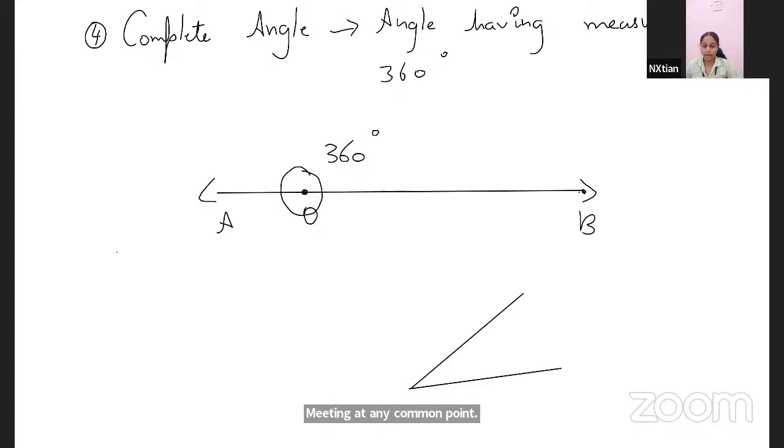Okay, this we know. When they meet at a common point, they form an angle. But when they completely overlap each other, then the 360-degree angle is formed. All right. Hope this is clear now. Now, next we will do right angle.